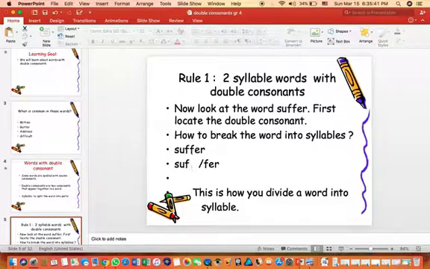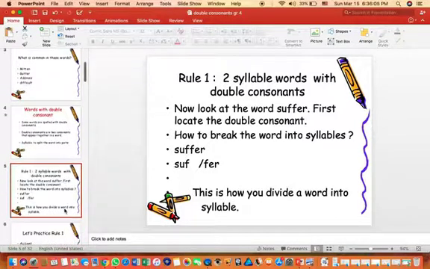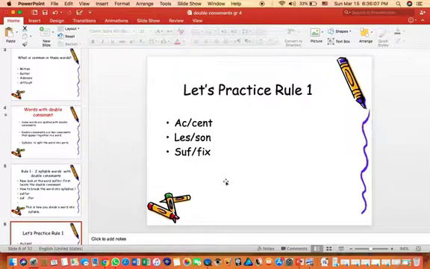Exactly. Separate the double consonants. Split in between double consonants. Suf-fer. This is how you divide a word into syllables according to our rule number 1. Before we start our rule number 2, let's practice together rule number 1.